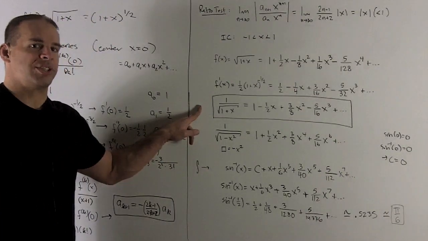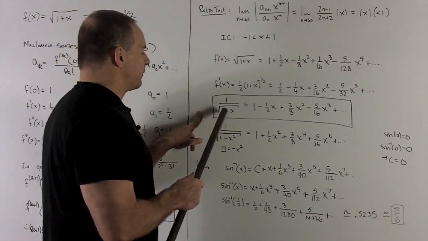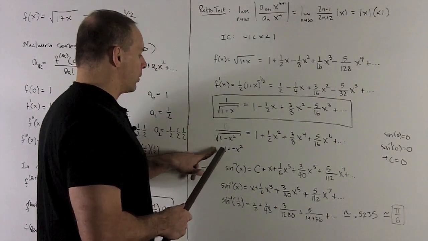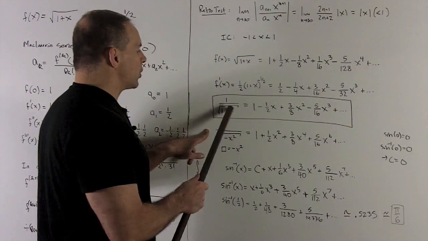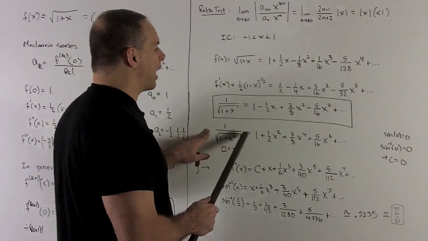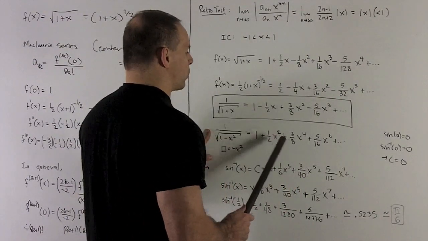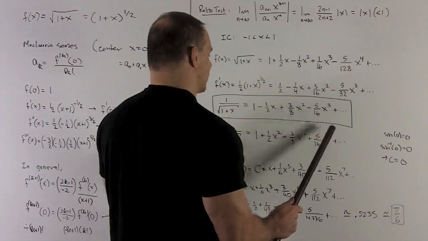Okay, 2 steps away from something cool. What I want to do now is, if I think of this as 1 over the square root of 1 plus something in the box, I'm going to replace what's in the box with a minus x squared. So wherever I saw an x before, I put a minus x squared, which changes this series into 1 plus a half x squared plus 3/8 x to the 4th plus 5/16 x to the 6th.